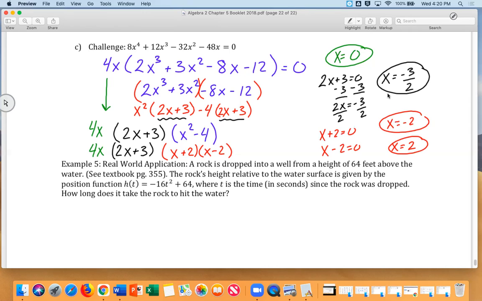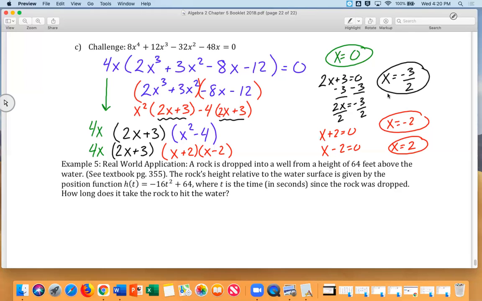Real world application. A rock is dropped into a well from a height of 64 feet above the water. The rock's height relative to the water surface is given by the position h of t equals negative 16t squared plus 64, where t is the time in seconds since the rock was dropped. How long does it take the rock to hit the water? Wow.